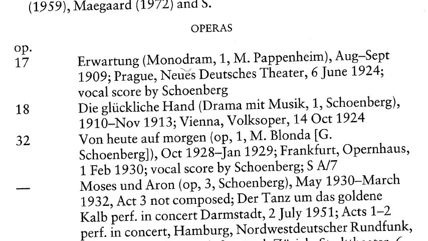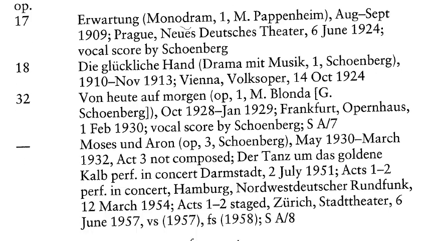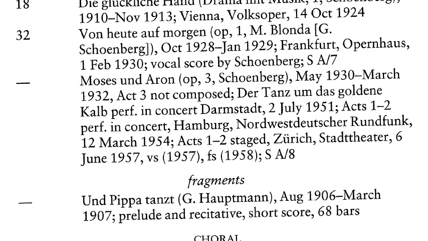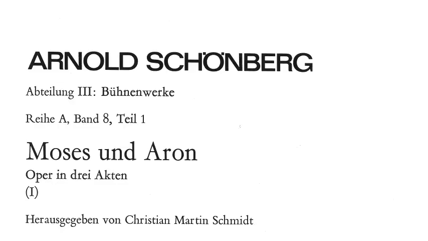Now let us say that we want to find a score of Schoenberg's opera Moses and Aaron. We find it under Operas, and at the end of the entry we see S followed by A/8. Now, the Schoenberg Sämtliche Werke is organized by Abteilung, Reihe, and Band, but we quickly find that we can locate the correct volume without the Abteilung number. Reihe A, Band 8 is Moses and Aaron, and it forms part of Abteilung 3.